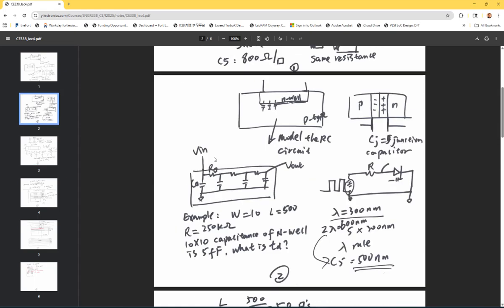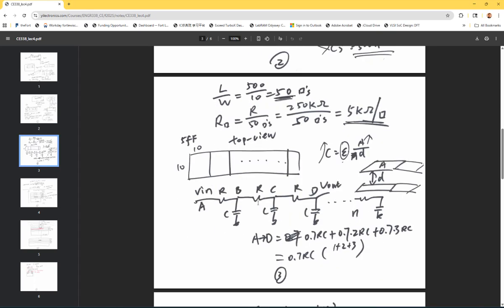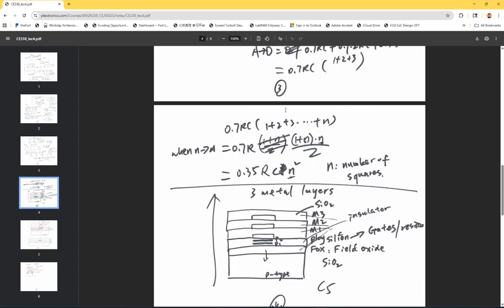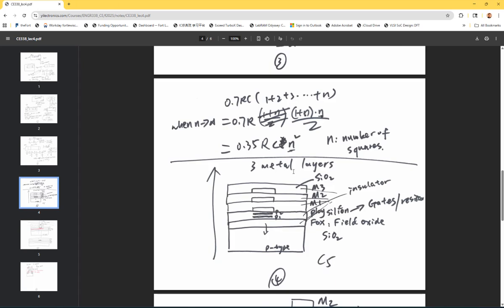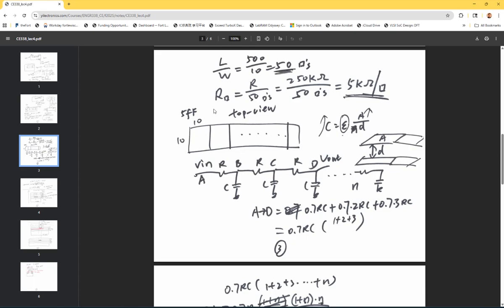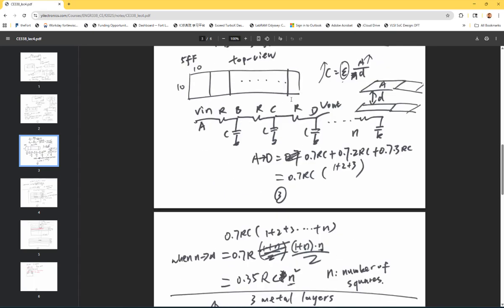So if we model this N-well resistor into this RC circuit, the equation to calculate the time delay from the beginning point to the end point will be 0.35 RC N squared, where N is the number of squares you have. It was derived in this note. So you don't want to directly use 0.7 RC because it's not correct. The reason is that we calculate the time delay from A to output.